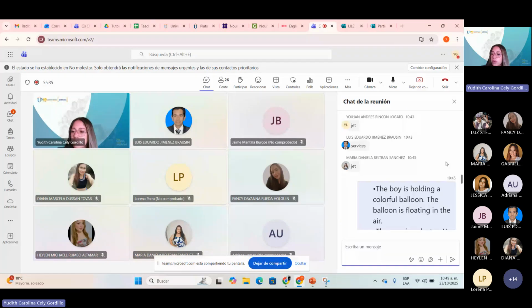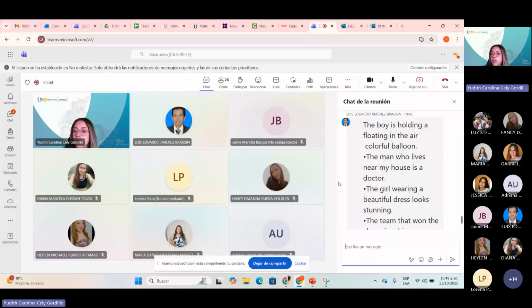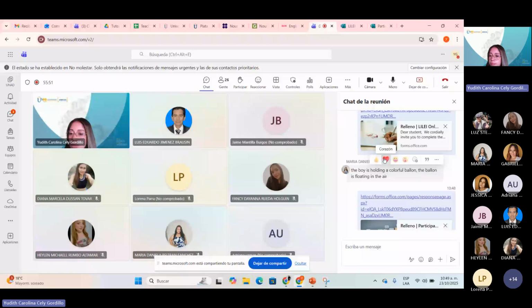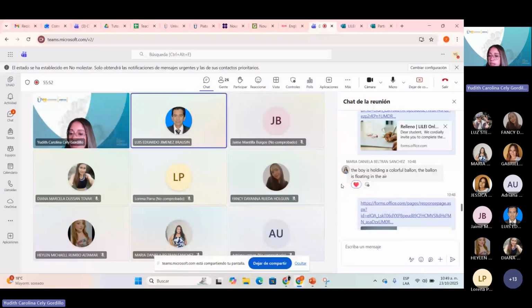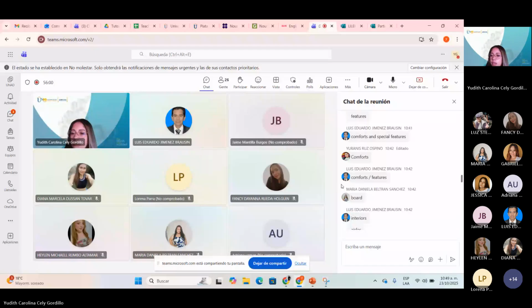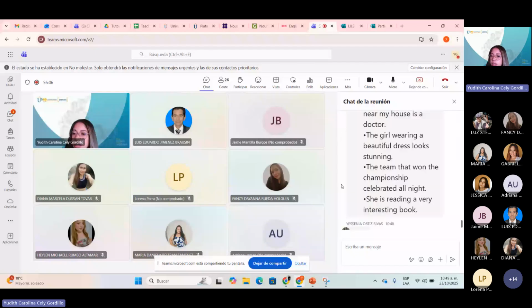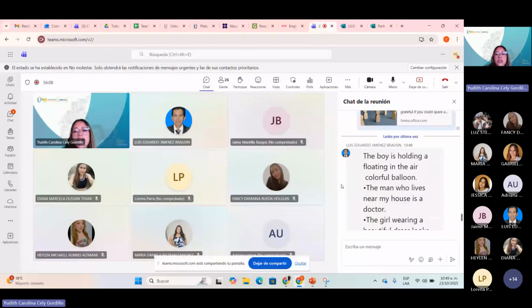Okay, I give some more minutes so you can continue practicing and including all those words. Holding the floor in their colorful balloon. That's right. The boy is holding a colorful balloon. The balloon is floating in the air. That's right. The man who lives near my house. That's right. Okay, Luis, this is your statement.